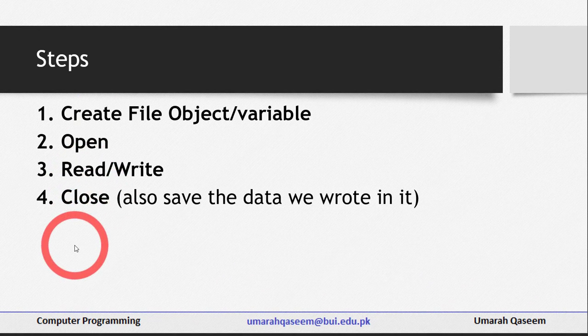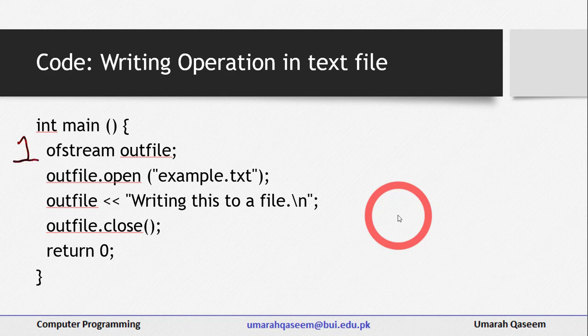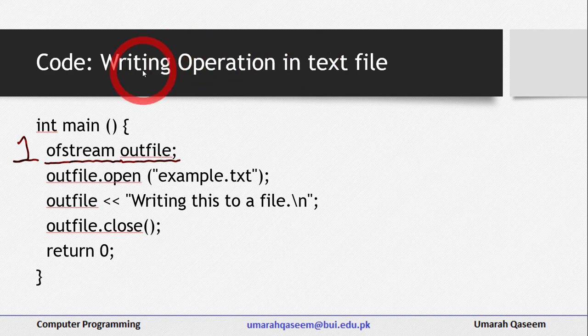Now let's see a proper example of how we will do it. So let's see some code. In this, first of all, this is the first step. I'm creating a variable of the type ofstream, and the name of my variable is outFile. Recall that the ofstream data type or class is used for writing in the file. So what I'm doing is I'm actually performing a writing operation in a text file. I'm trying to write in the file. So this is the first step. This is what I'm doing here. I am creating the file variable.